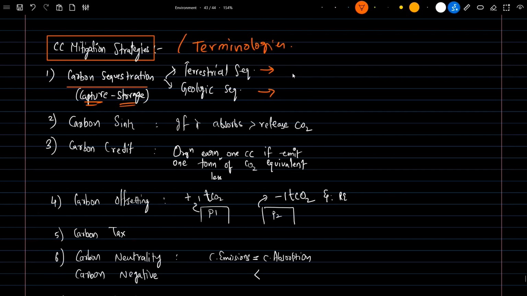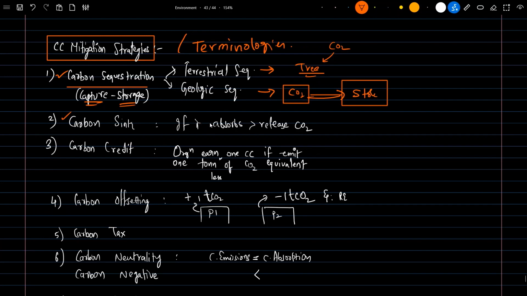What does terrestrial sequestration mean? It is simply trees. By growing trees, they will be capturing the CO2. Geological sequestration means the CO2 we capture, we store beneath, in the deep underground. So this is about carbon sequestration. Next is carbon sink.